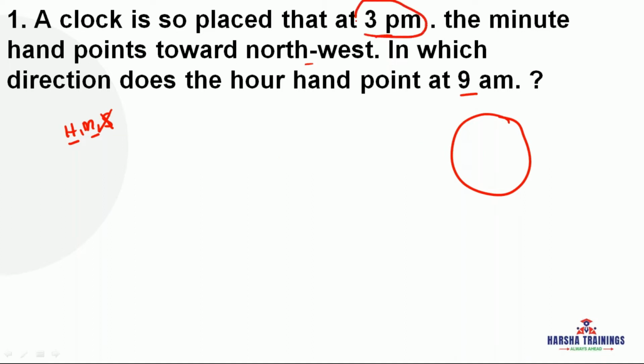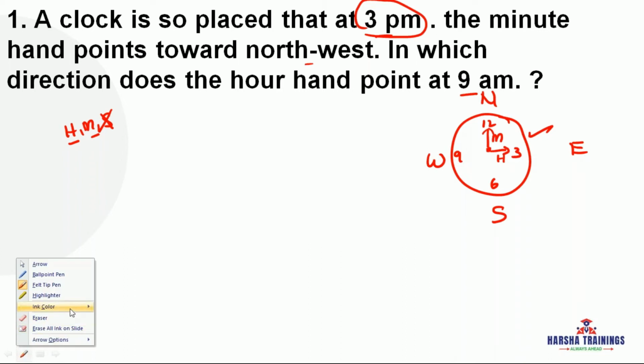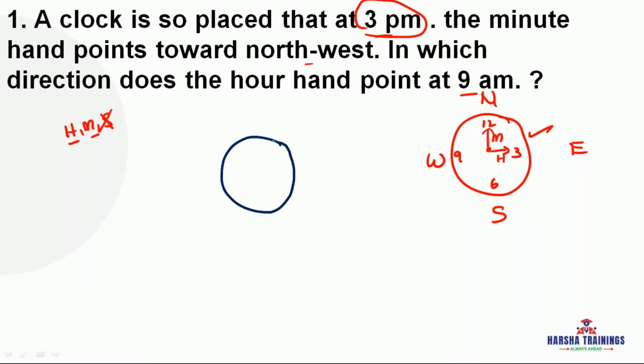Okay, 3 p.m. What is the time? 3 p.m. So 12, 3, 6, 9. At 3 o'clock, the hour hand shows which side? The 3 side. This is the hour hand. And the minute hand shows which side? The 12 side. This is the minute hand. The time is 3 o'clock, right? So north side, east side, south side, west side. The directions must not change, guys. Don't change the directions: north side, east side, south side, and west side.